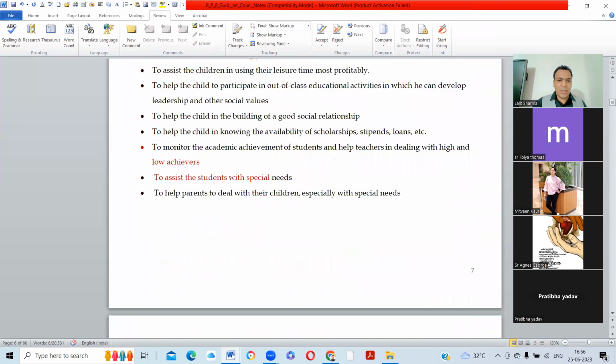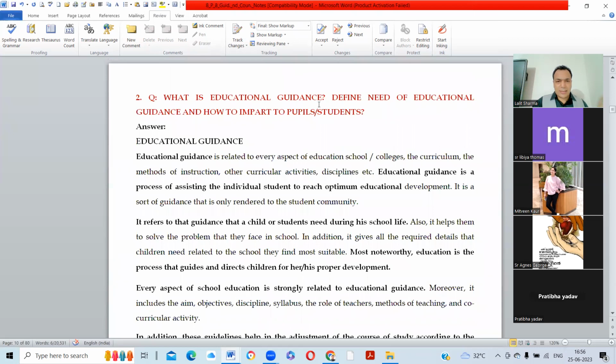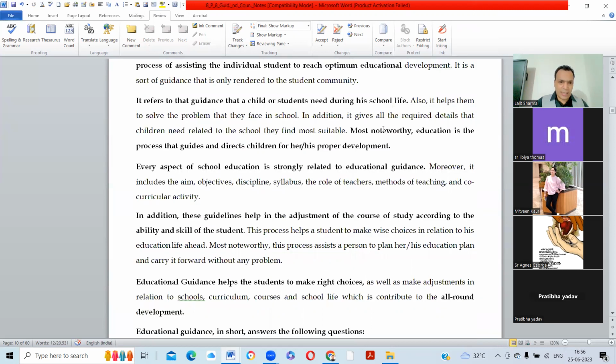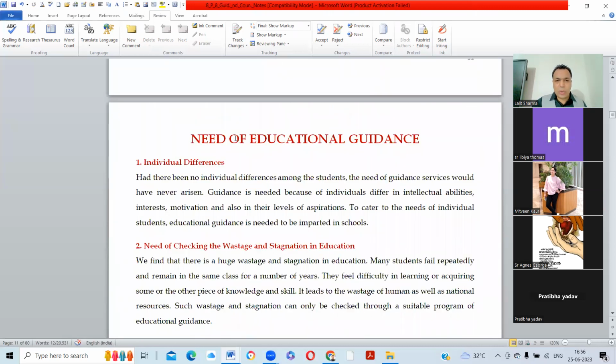Okay guys, so we move to the second question. My second question is the need of educational guidance. The first question was objectives, the second is need. In this question, everything would be the same, but you have to make the heading need of educational guidance, and you have to talk about 7-8 points. And in the last 15 minutes I have discussed these points, which also include the need of educational guidance, right?